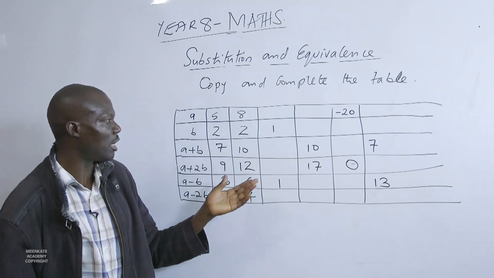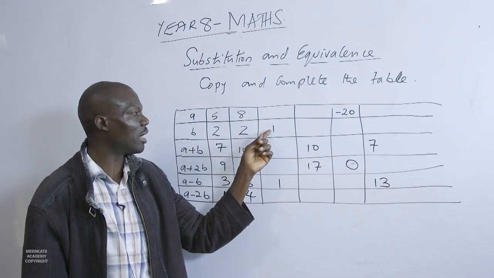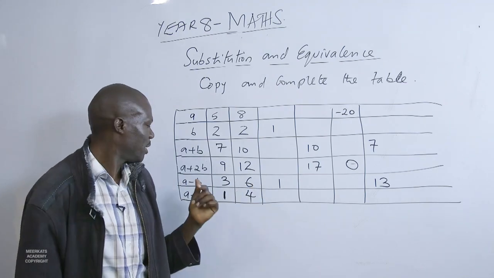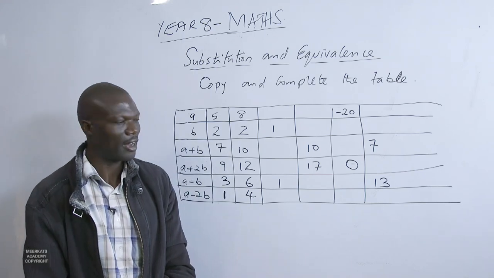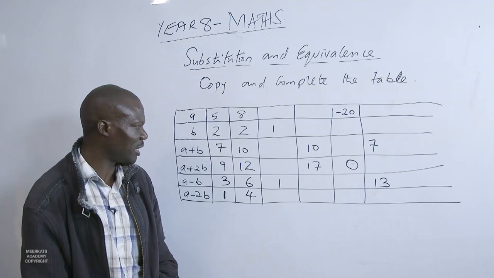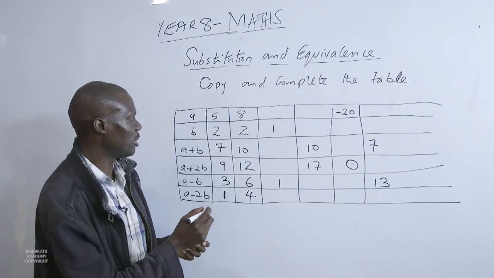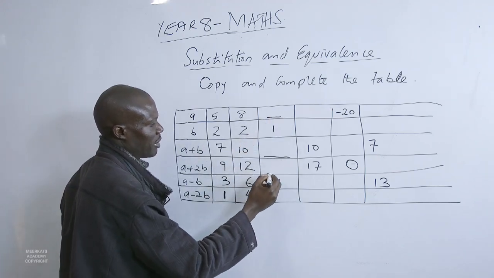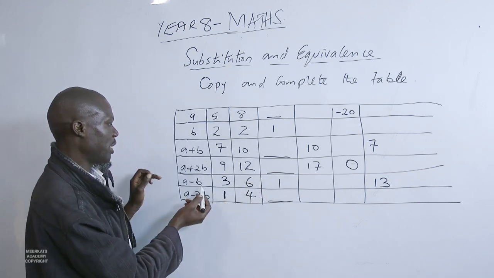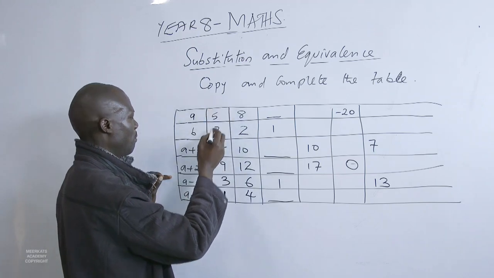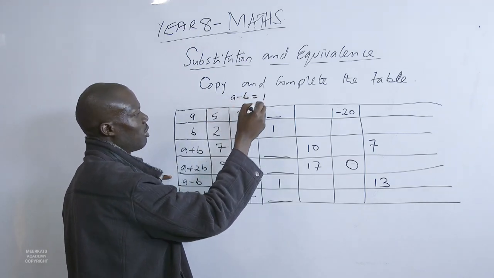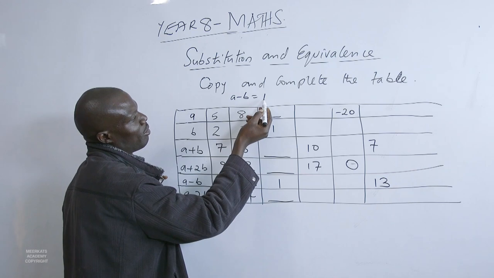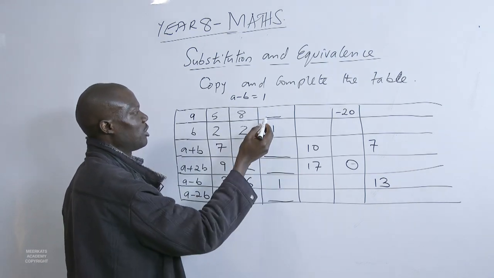And when you look at this one here, we have been given B as simply 1. And then we have been given down here A minus B as 1. What are they trying to tell us here? A is missing here. But B is 1, and A minus B is equal to 1. If B is 1 and A minus B is 1, then it means that 1 plus B should give us A, which is 2.